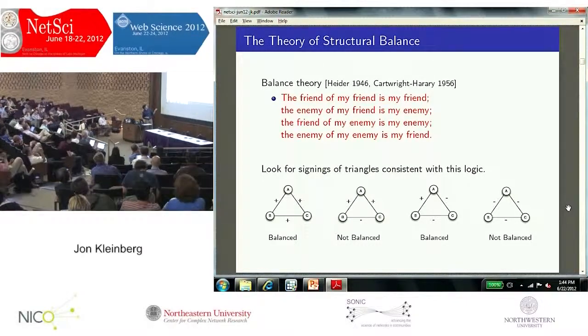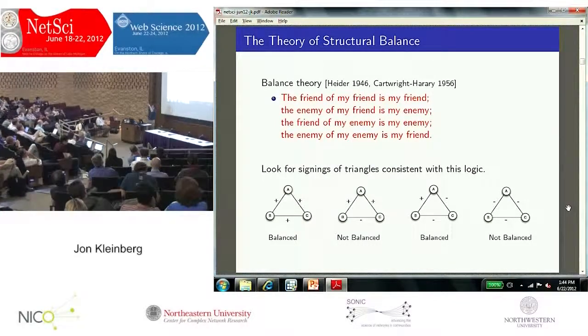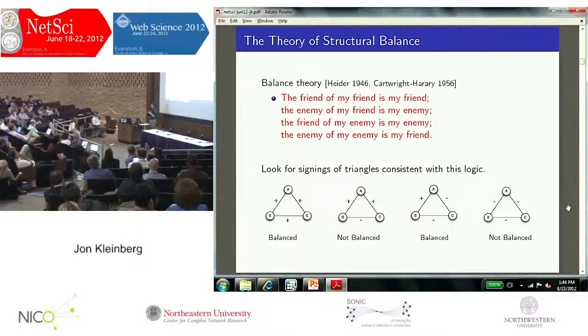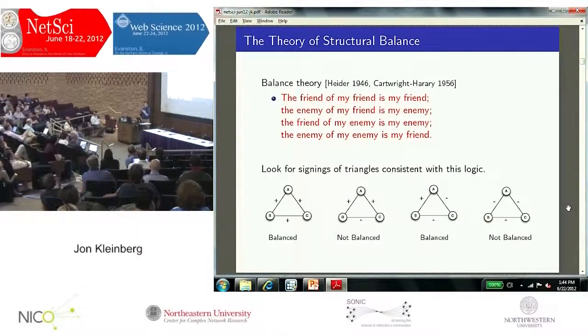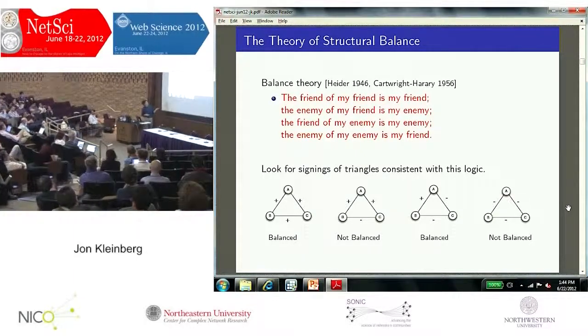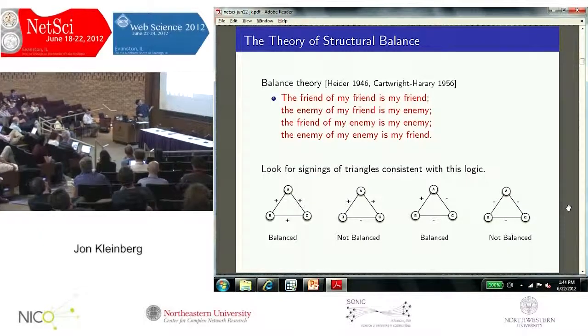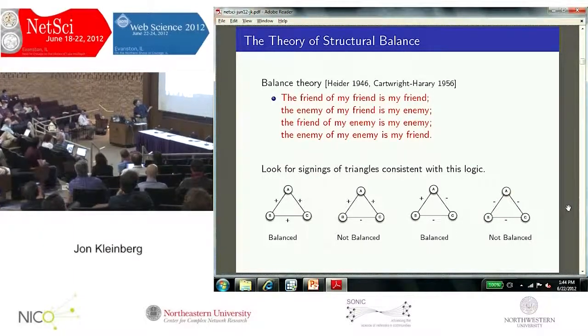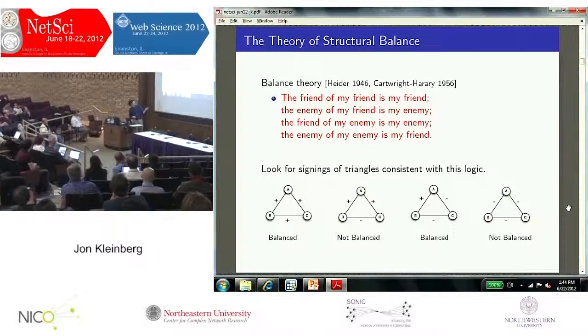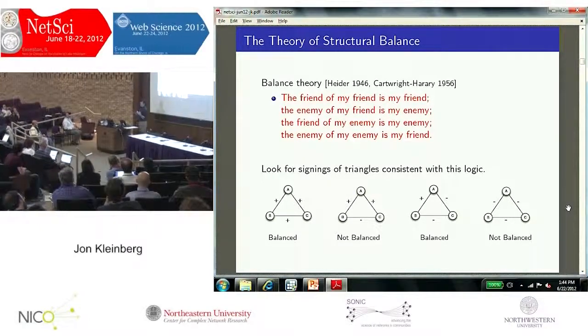And so here, for example, we have plus, plus, plus on a triangle. That means 3 mutual friends, and that's viewed as balanced. That's a stable configuration. There's nothing that needs to get worked out there. Similarly, a single plus with 2 minuses: these 2 people are friends. They have a mutual enemy, and again, we think of that as a balanced structure.